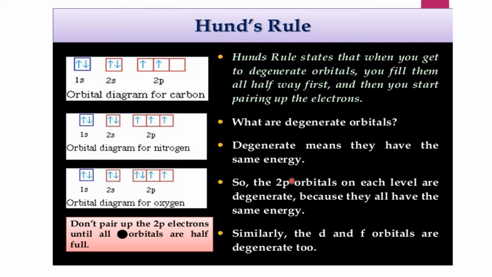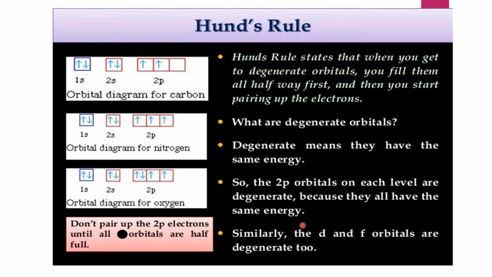The degenerate orbitals have to be filled halfway first, meaning each subshell has to be filled with one electron first, like px, py, pz, each with one electron. And then the fourth electron should enter into the px orbital. Pairing has to start after filling the available degenerate orbitals halfway. Similarly, the d and f orbitals are also degenerate orbitals.